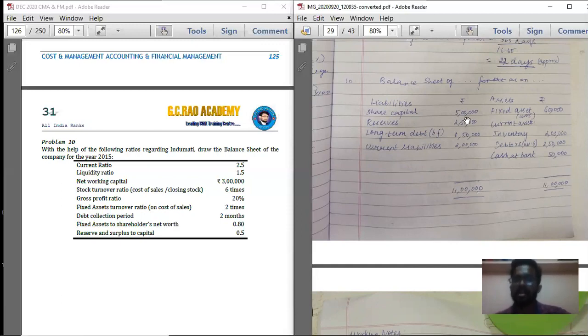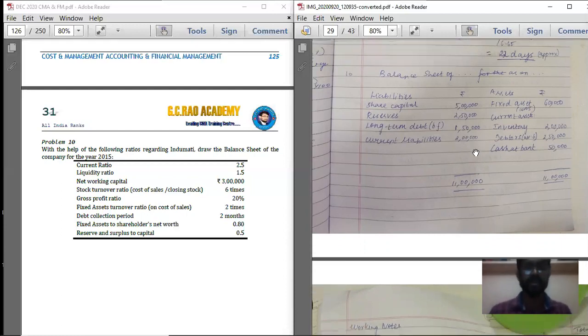Now 5 lakh plus 2,50,000 plus 2 lakh, which is 9,50,000. The remaining balancing figure is long-term debt. In the previous sum, they had given the capital gearing ratio, where you can find long-term debt even using the formula. Whereas here they didn't give any long-term capital gearing ratio, so you should go with long-term debt as the balancing figure. That is rupees 1,50,000. Super. With this, we have completed this ratio analysis.